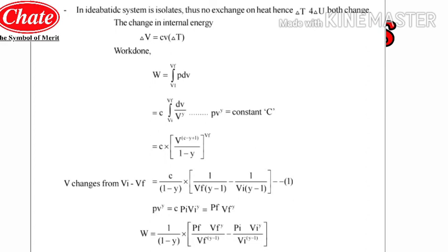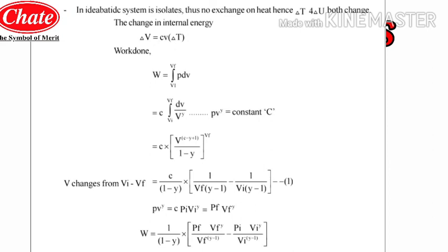And as we know that PV raised to gamma is constant, it will be written as C into V raised to (minus gamma plus 1) upon (1 minus gamma). Thus, as the volume changes from Vi to Vf, it becomes C upon (1 minus gamma) into [1 upon Vf raised to (gamma minus 1) minus 1 upon Vi raised to (gamma minus 1)].